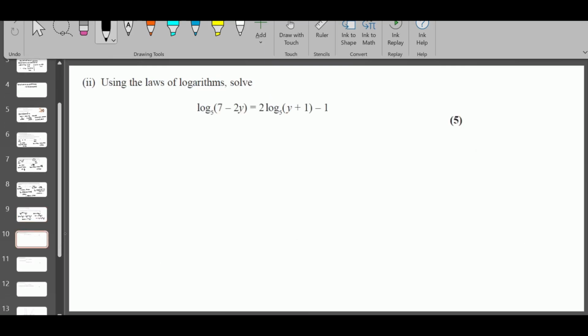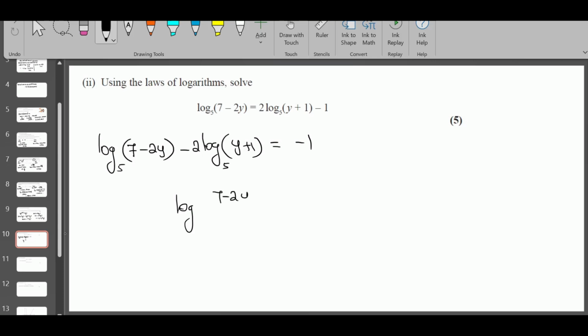Part B is solving a logarithmic equation. So step 1, push all the logarithms to the same side. Log 7 minus 2y minus 2 log y plus 1 is equal to negative 1. The base is 5. And combine it to a single logarithm. You can put this 2 as a power, y plus 1 whole square, and log a minus log b is log a over b.